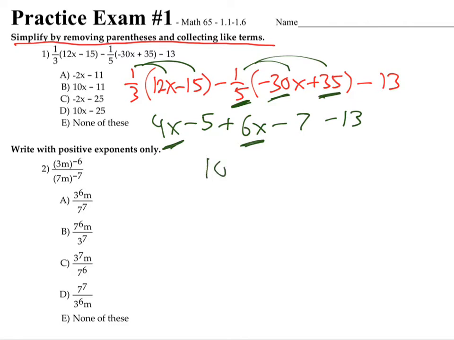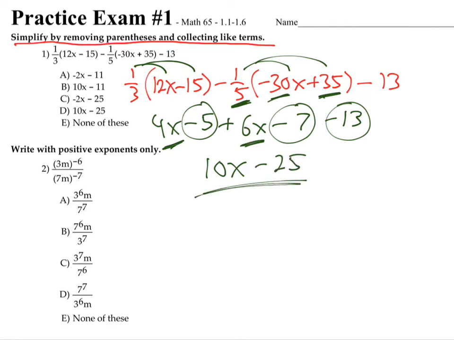4x and 6x. 10x. And then just use your calculator. Minus 5 minus 7 minus 12. It's minus 25. And there it is. Option D. All right, now let's get to 2 because I actually have a question. That good for number 1? Yeah. All right, let's get right to number 2.